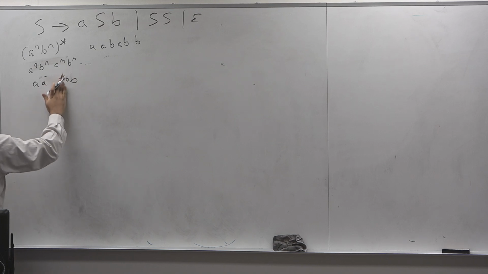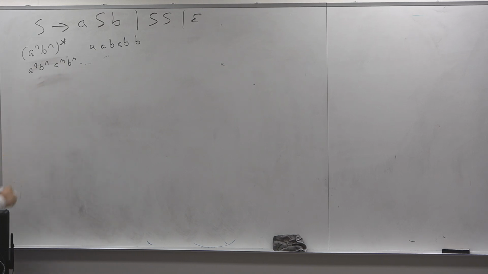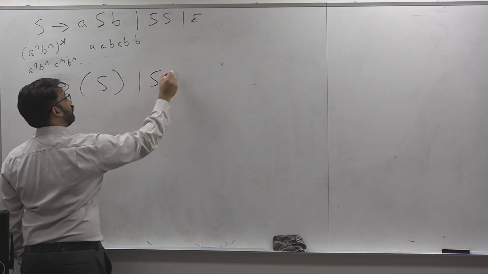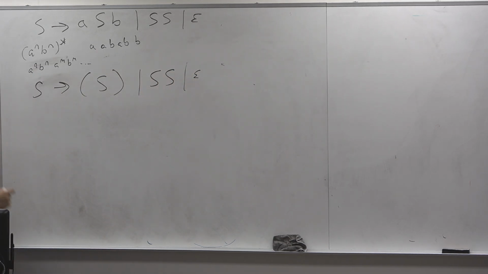Where did you get these production rules? Okay, I'll just tell you guys. I tricked you because this language is actually very commonly known, but it's never written with A and B. It's written with open parentheses and closed parentheses. Now, if I write it like that, what is the language produced by this grammar?